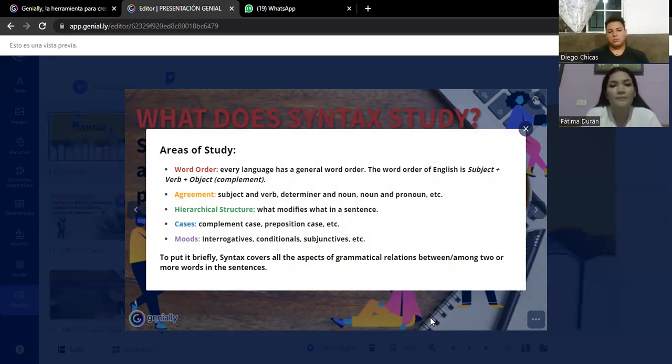Hierarchical structure is what modifies what in a sentence. Cases can be complement case, preposition case, etc. Moods can be interrogative, conditional, subjunctives, etc. To put it briefly, syntax covers all the aspects of grammatical relations between two or more words in the sentence.